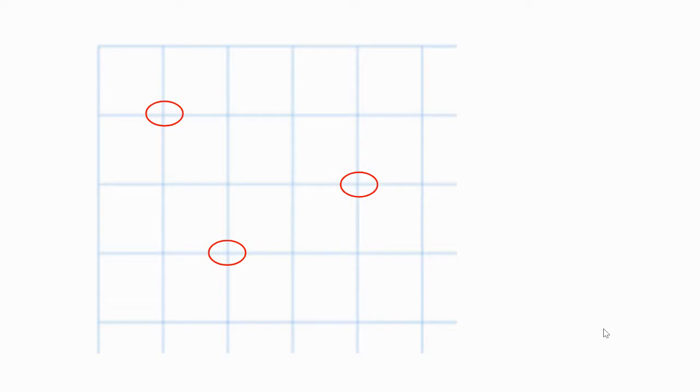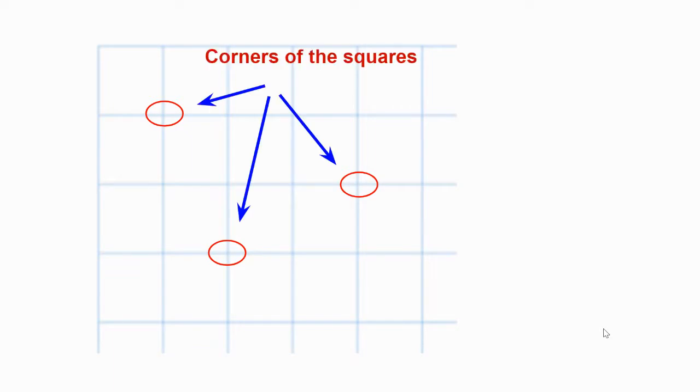This is the place when I say the corners of the squares, right? This is where you want to look for the line to intersect at these places that are at the corners of the squares, of which there are many opportunities throughout every graph paper.